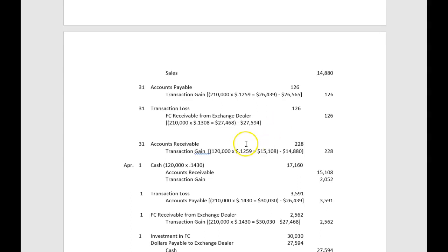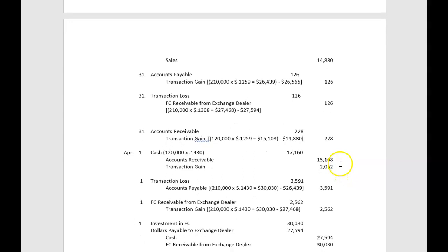Right, on April 1st, when we received the cash for the receivable, the Hong Kong dollars of 120,000 in terms of US dollars were 17,160. The account receivable total was only 15,108, the original plus the adjustment we recorded here. So we made out on that $2,052.